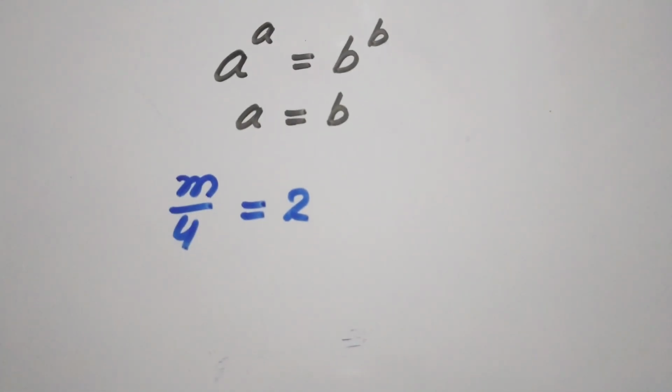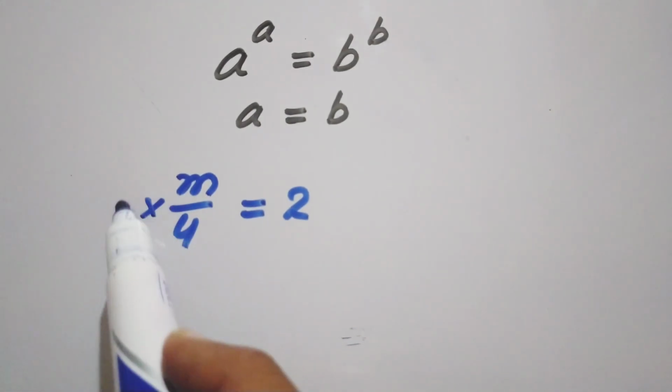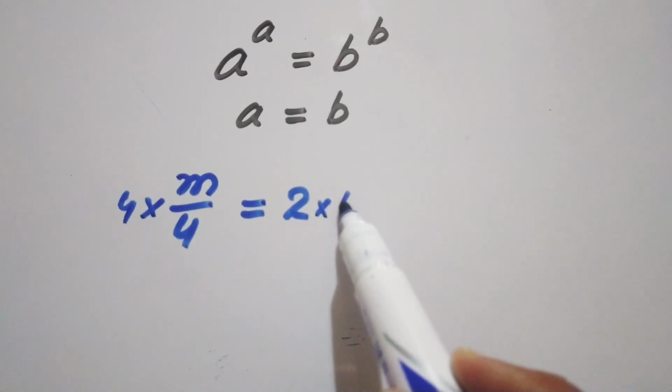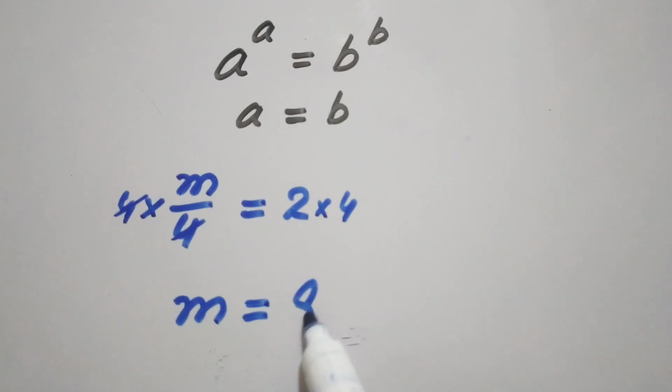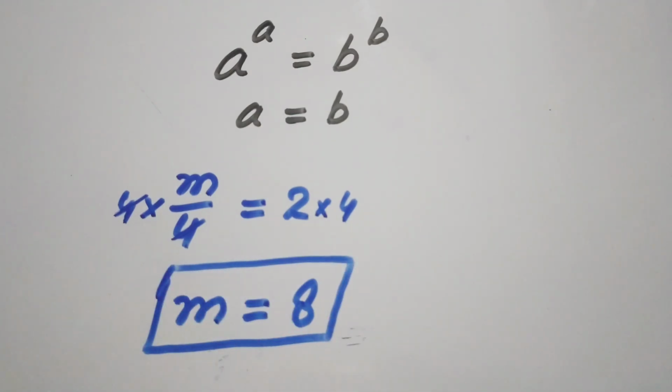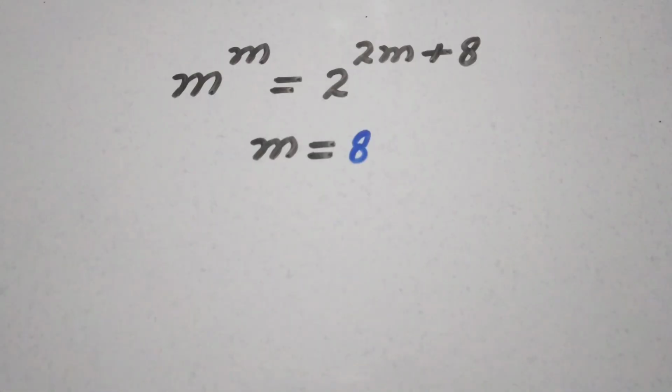Now multiplying both sides by 4, this 4 and 4 cancel out, and here m is equal to 8. So we have found that m is equal to 8.